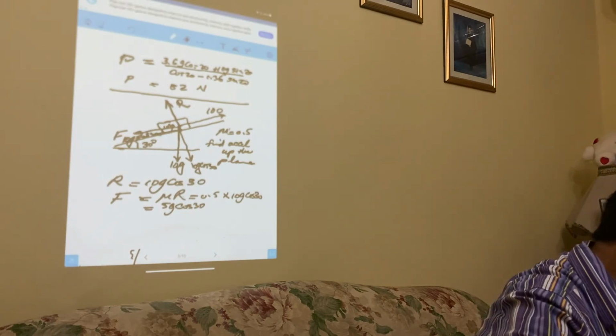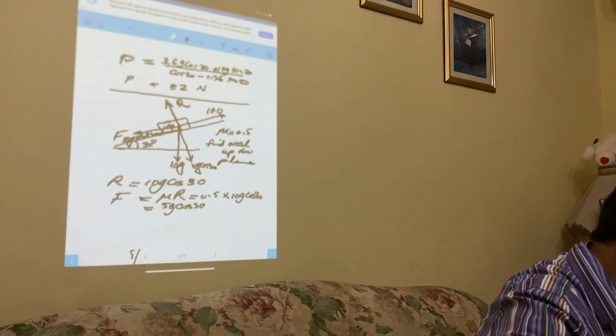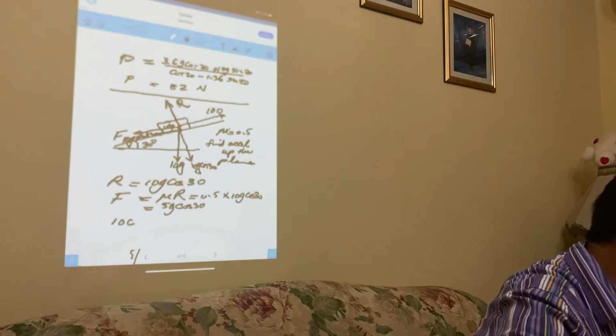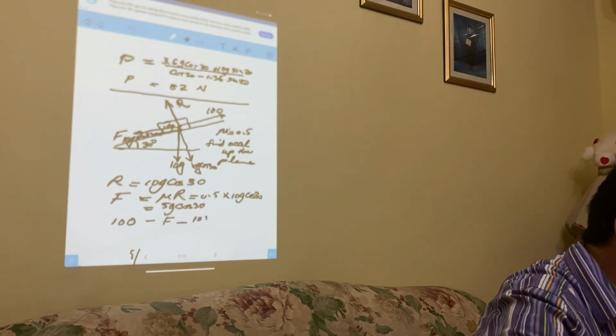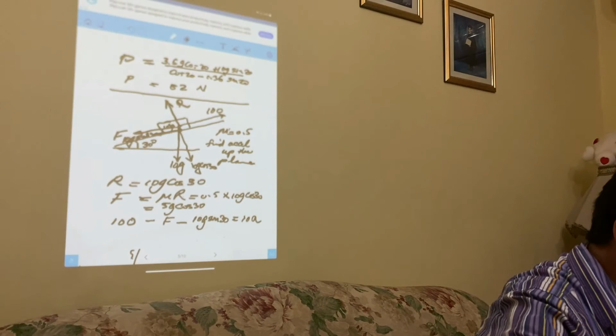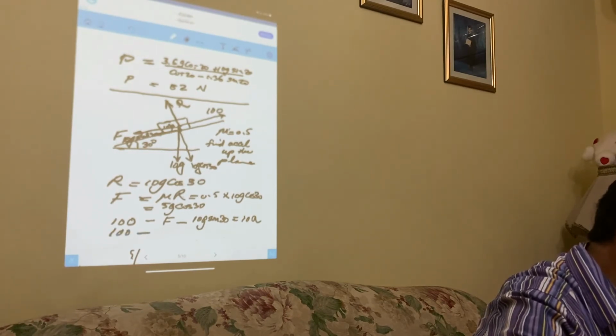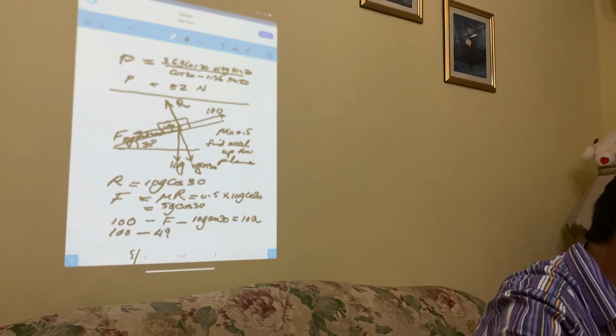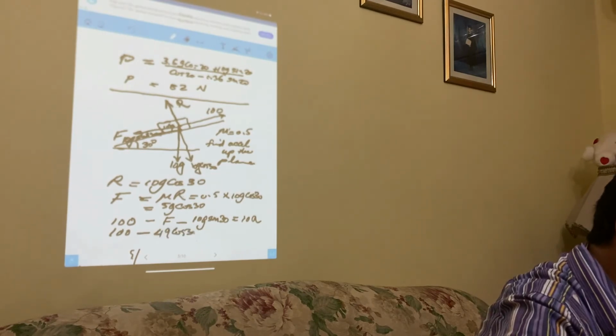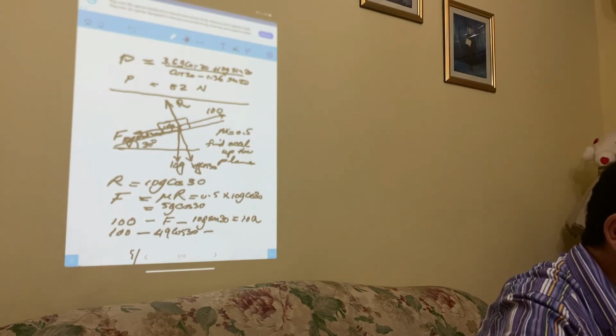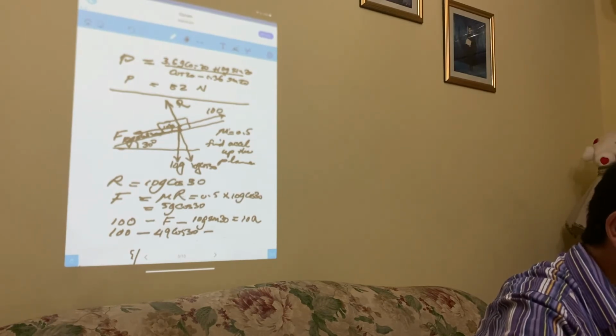We say 100 minus friction minus 10g sine 30 equals ma, which is 10a. So 100 minus 49 cosine 30 minus 10g sine 30, which is 49, equals 10a.